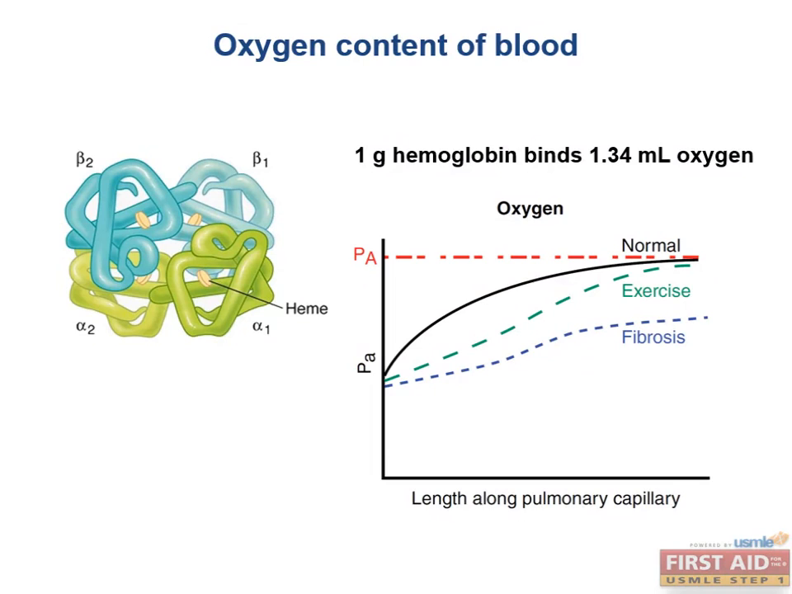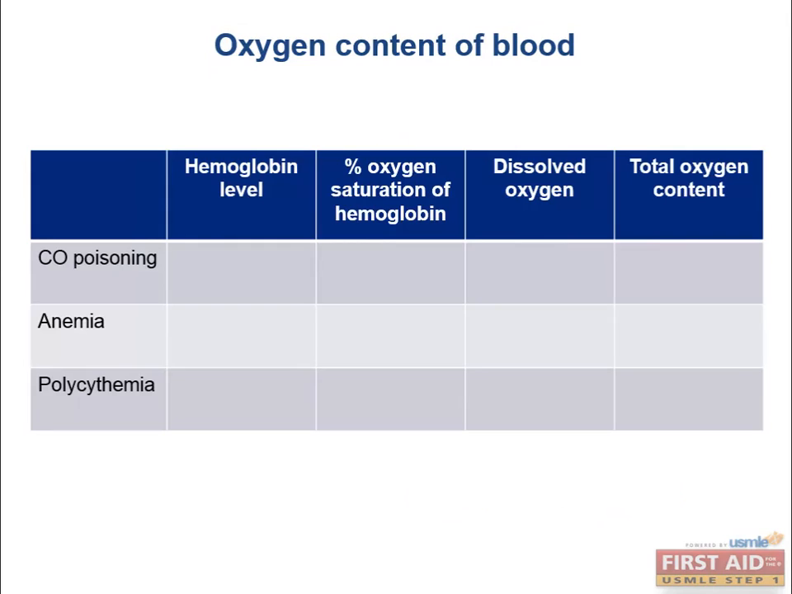The answer is exercise, and we'll talk more about exercise at the end of this section. Let's work through this table together. Do you recall from the hematology section what polycythemia is? That's right. High hemoglobin levels due to red blood cell proliferation. Let's look at anemia and polycythemia first.